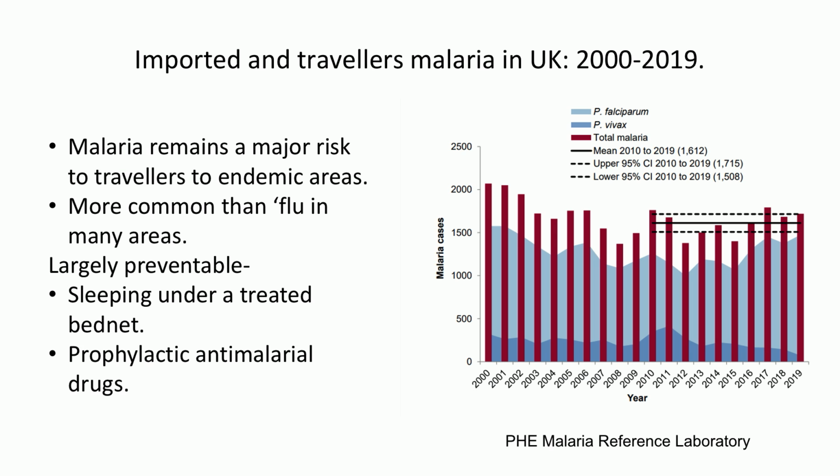4 or 5 times a year. This is more common than flu in the UK. And if you don't, therefore, protect yourself by sleeping under insecticide-treated bed nets or by taking prophylaxis, and preferably both, the chance of getting malaria is actually very high. It's not a small probability, it's actually a very high probability. So it is really worth doing. In the UK, we usually run somewhere between 1,500 and 2,000 cases a year imported. Almost all of those are people who have not taken any prophylaxis. So these were preventable cases.